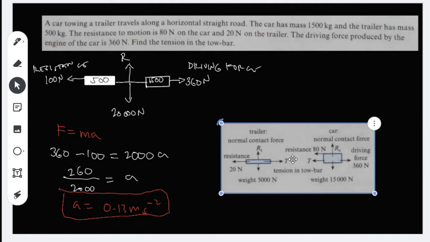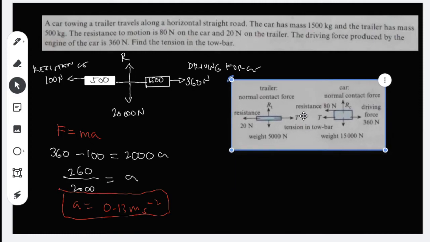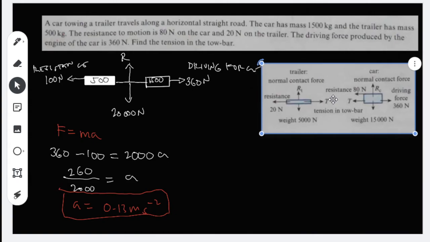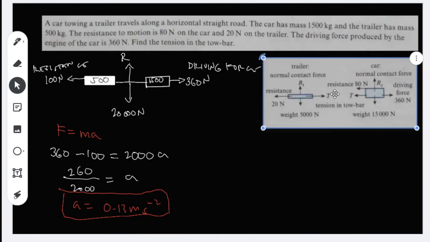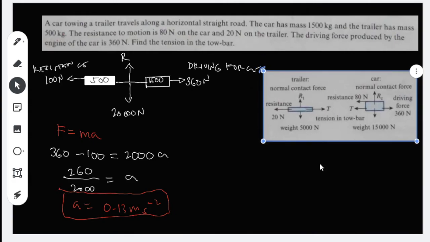Okay, it's ready. Now, if we're going to draw it, the image must look like this. As you can see, this one is having a separate diagram. So, this is the diagram for your car.